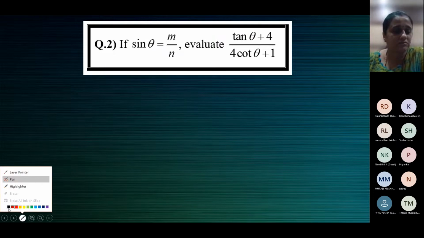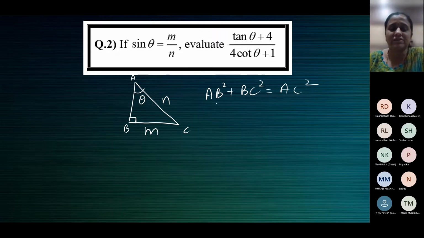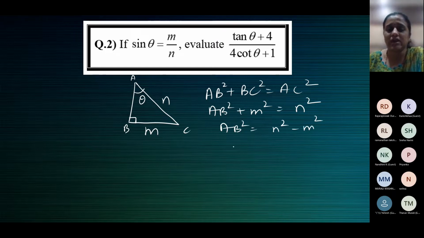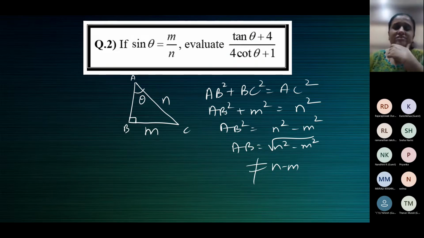Okay. Right triangle. Supposing this is theta, opposite by hypotenuse. So what will be this side? Let's mark it ABC. So AB square plus BC square is equal to AC square. AB square is what we have to find, plus BC square, that is M square, is equal to the square on the hypotenuse. So AB square is equal to N square minus M square. AB is equal to square root of N square minus M square. This is not equal to N minus M. Now we need to find tan theta and cot theta from this and substitute in this expression.